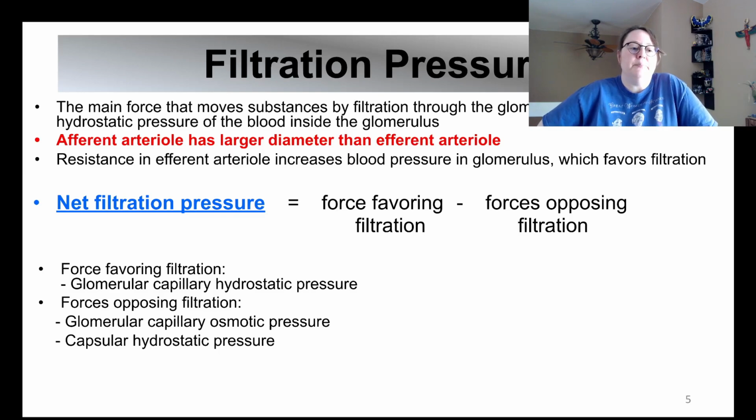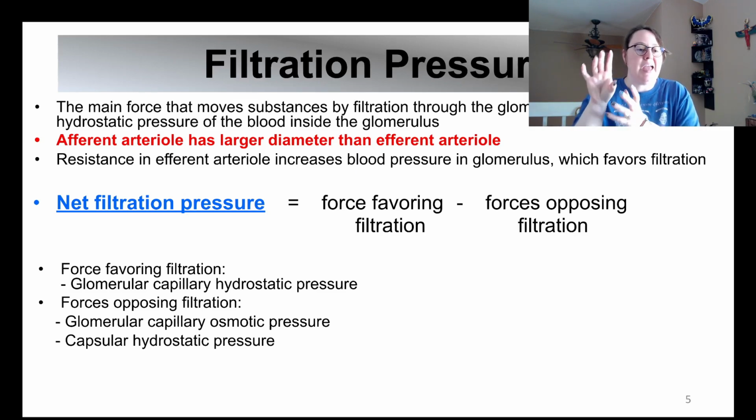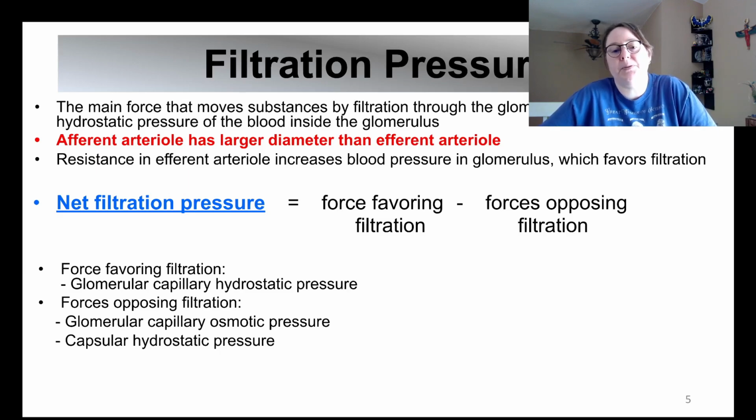Now, the main force that drives this through the glomerular capillary wall is the hydrostatic pressure of the blood inside the glomerulus. In other words, remember what I showed you last time, the afferent arteriole has a larger diameter than the efferent arteriole. So, resistance in the efferent arteriole increases the blood pressure in the glomerulus, which favors filtration, which gives us another math equation: the net filtration pressure equals the force favoring filtration minus the force opposing filtration.